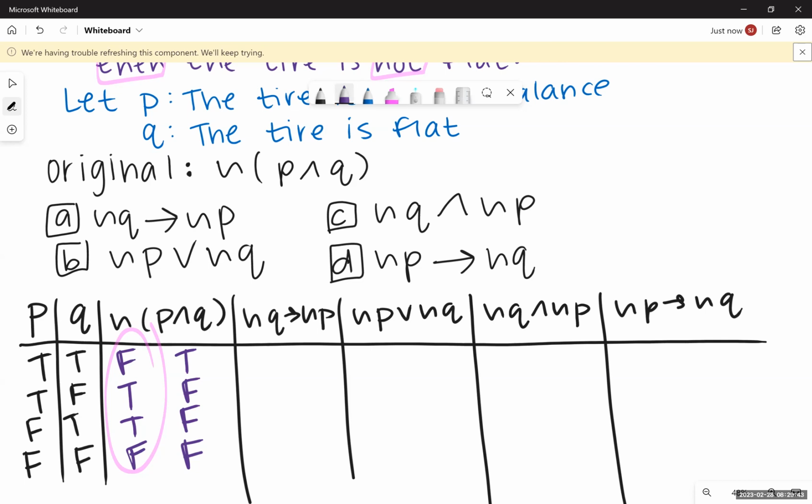So if I negate Q, that's F, T, F, T. If I negate P, that's F, F, T, F. Sorry, I said that wrong. F, F, T, T. Okay, so here's the parentheses. And then, oh, thank you, Peter. Hold on, let me erase that. When I start talking, y'all have to catch me if I mess up. F, T, T, T.